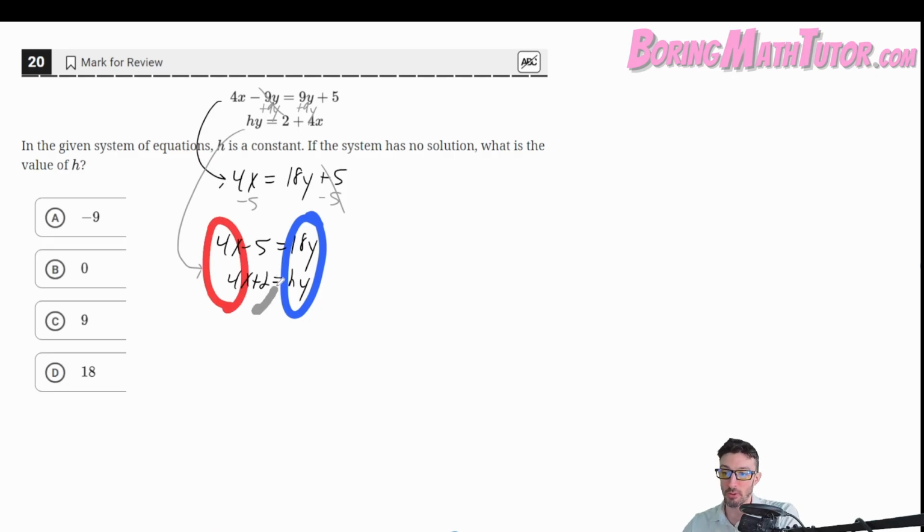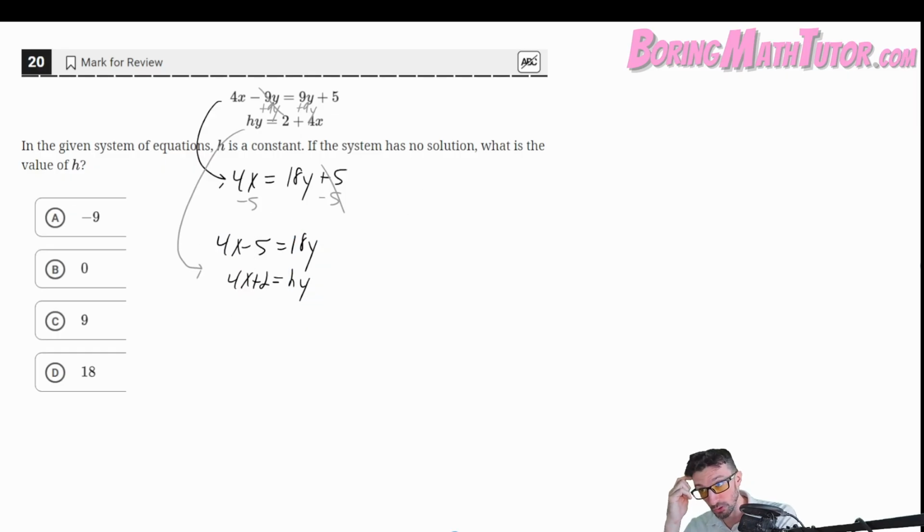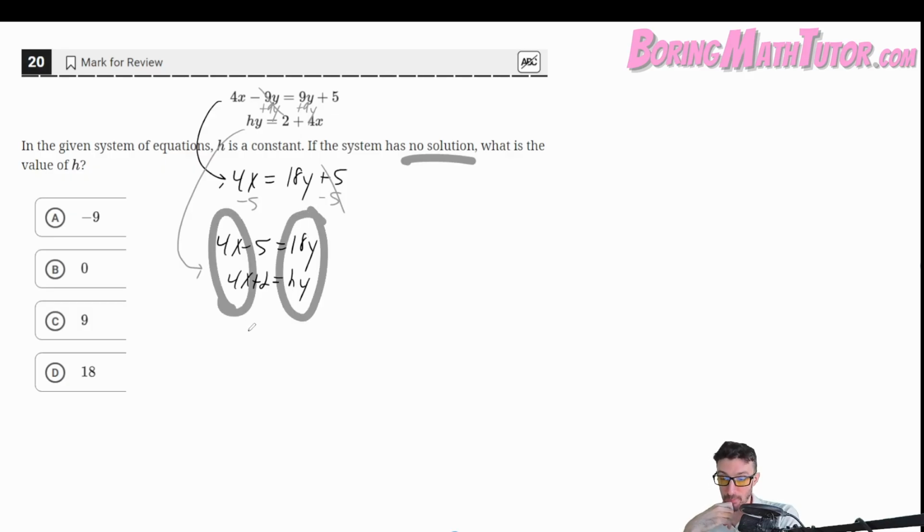And then I also have a constant column. Now the key about no solution problems is that you want all of your variable columns to be the same. That has to happen.